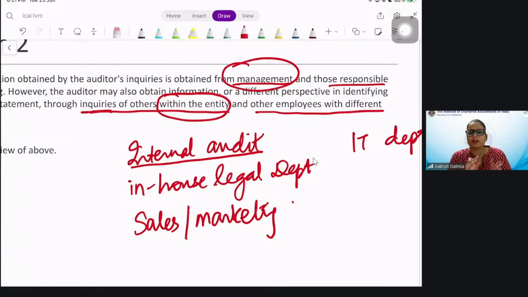You can get information like what is your internal audit procedure? What is your opinion on the company's internal control system? Do you think they are efficient? Do you think they are effective? Where have you found gaps in the internal control? If you have found gaps in internal control, what did you do about those gaps?